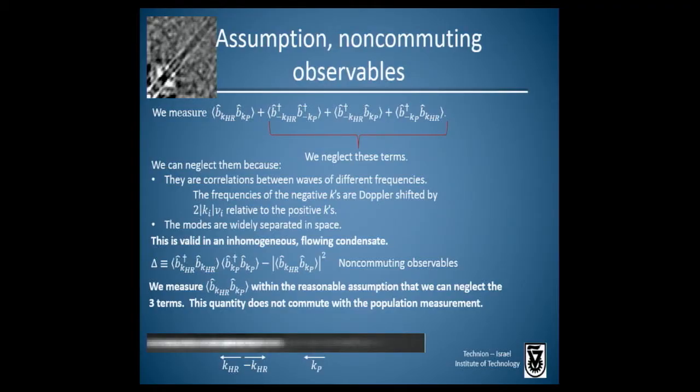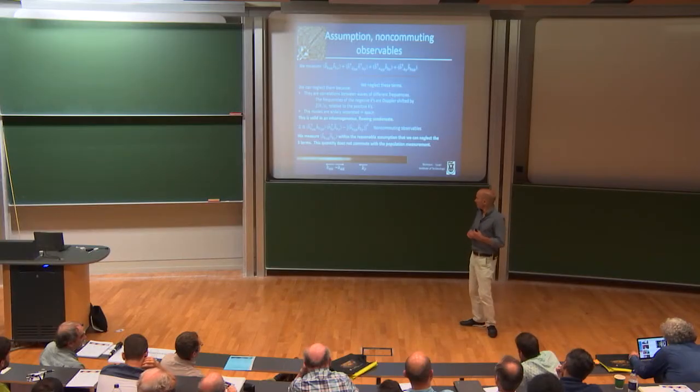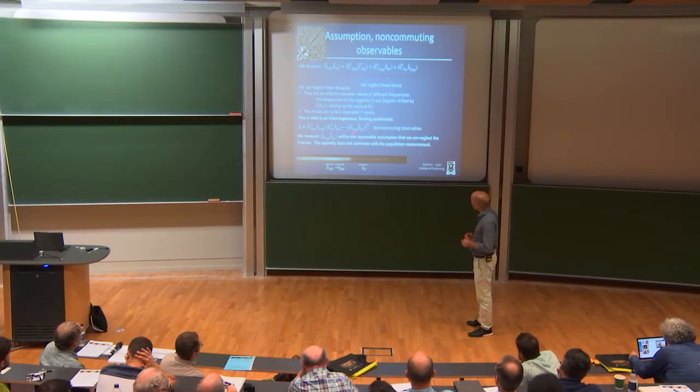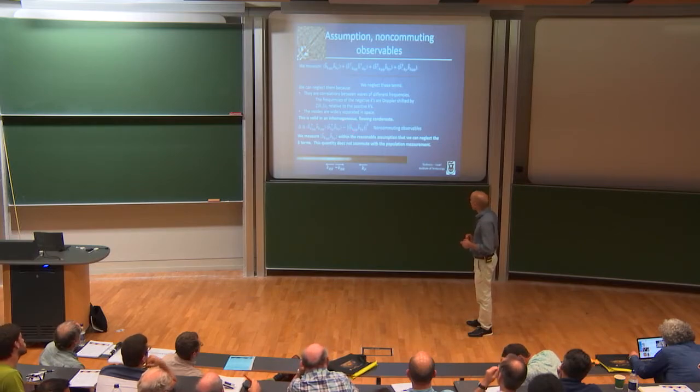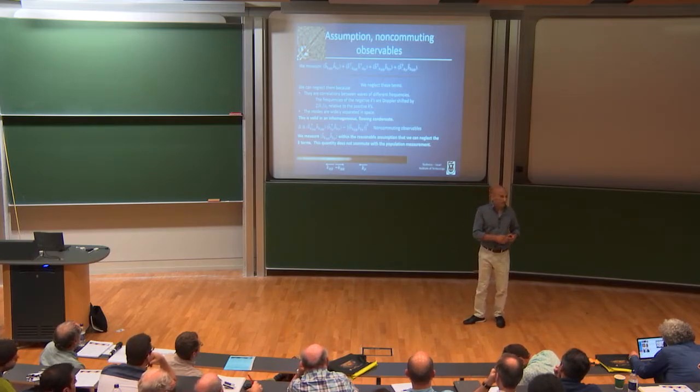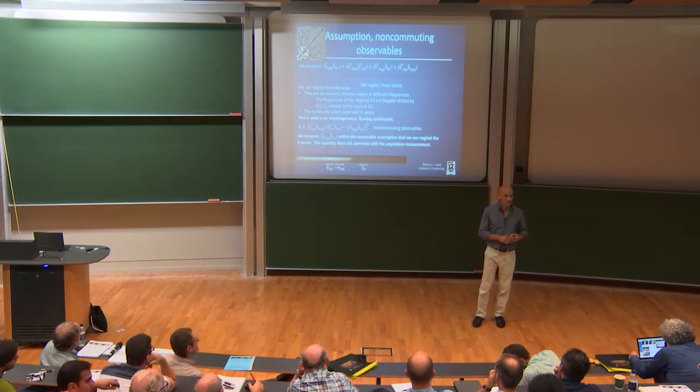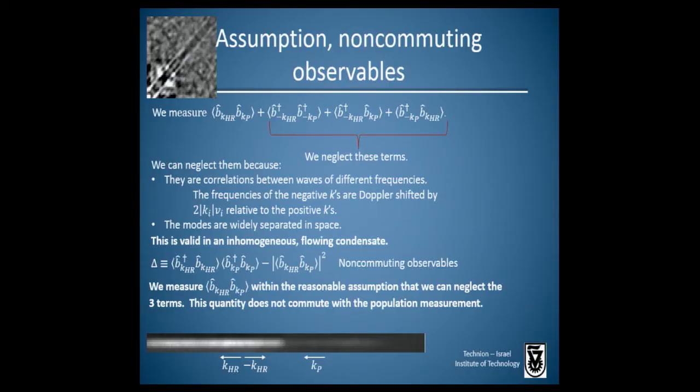So in other words, this method of measuring entanglement is not a general method for measuring entanglement in a system. We've taken advantage of the type of system, an inhomogeneous flowing condensate. Furthermore, one might like to measure non-commuting observables to measure entanglement. We can see that these correlations don't commute with the populations. So these are the non-commuting observables, although it has recently been shown that one can measure entanglement even without non-commuting observables.